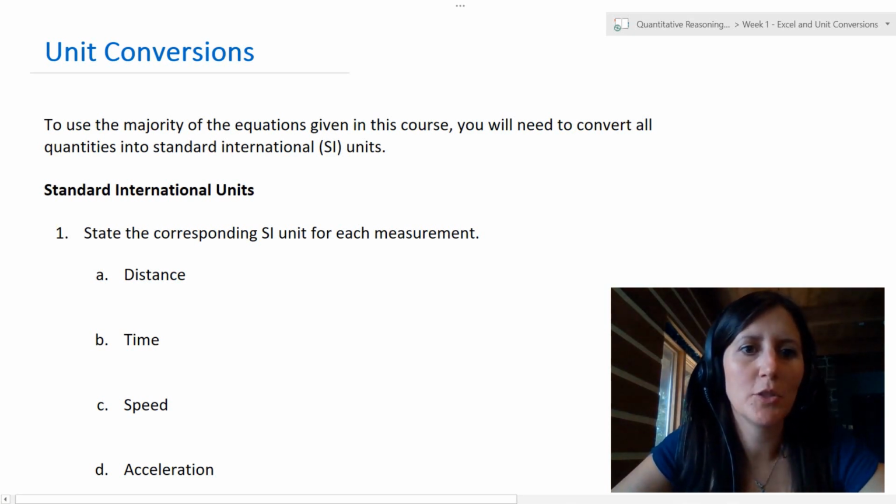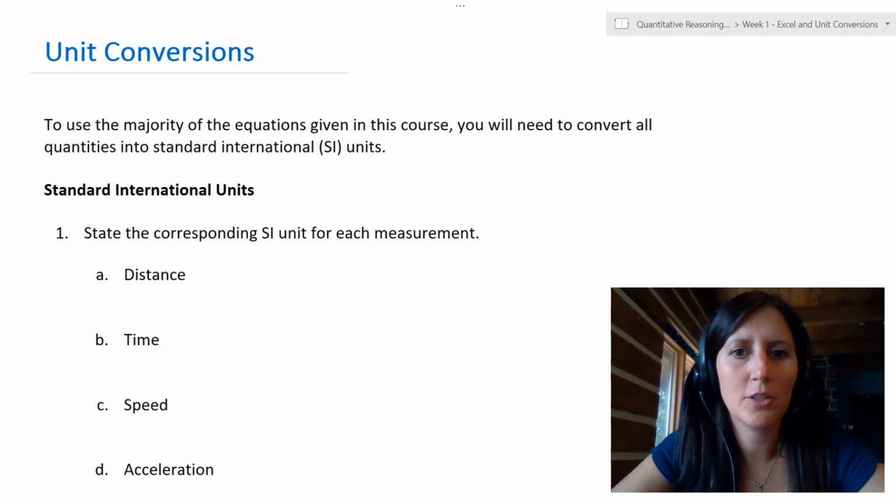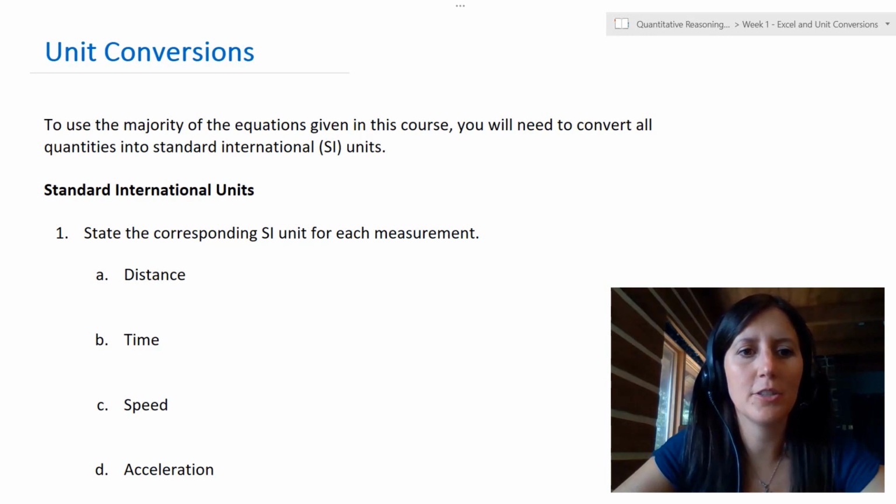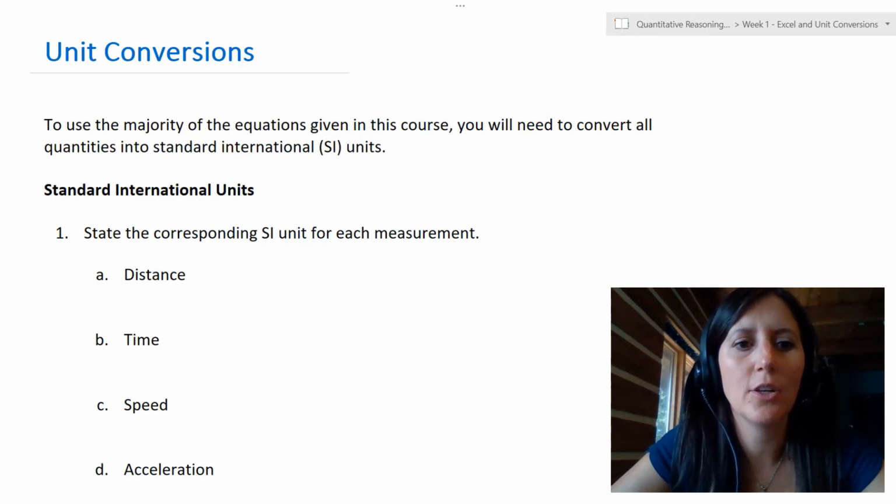So in order to use the majority of the equations that are given in this course, you're first going to need to convert all the quantities into standard international or SI units. All right, so first we're going to go over what these standard international units are. So in question 1, I'm asking you to state the corresponding standard international unit for each of the following measurements.